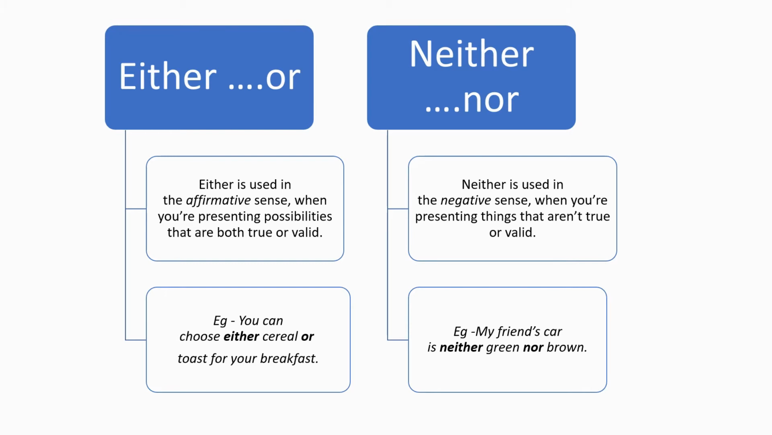Let us look at neither nor. Neither is used in the negative sense when you're presenting things that aren't true or valid. For example, my friend's car is neither green nor brown. This sentence shows that both the options given here, green and brown, are not valid. They are not true. So when both the possibilities or both the choices that are given are not applicable, then we use neither and nor.